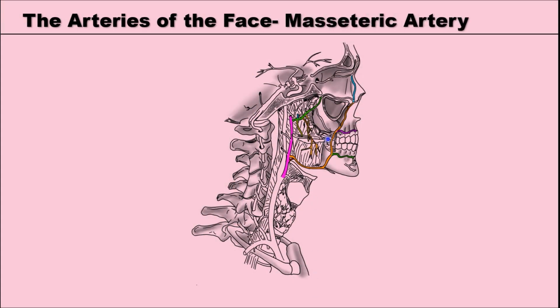And we have the masseteric artery that goes to supply the masseter, which is the muscle that elevates and slightly protrudes the mandible around the temporomandibular joint.